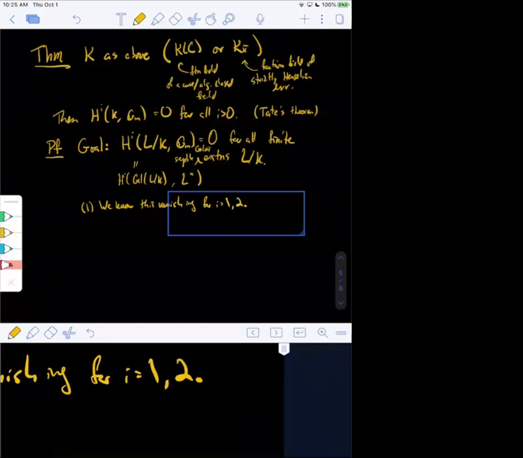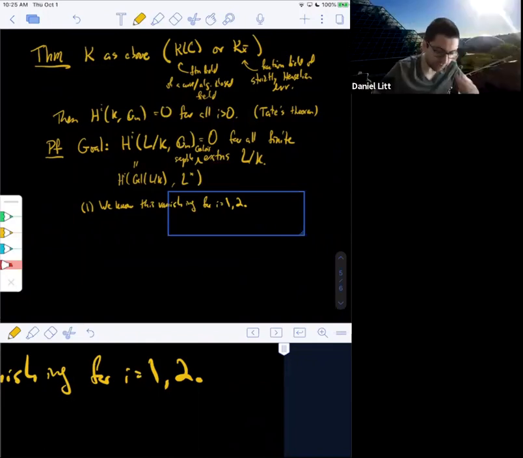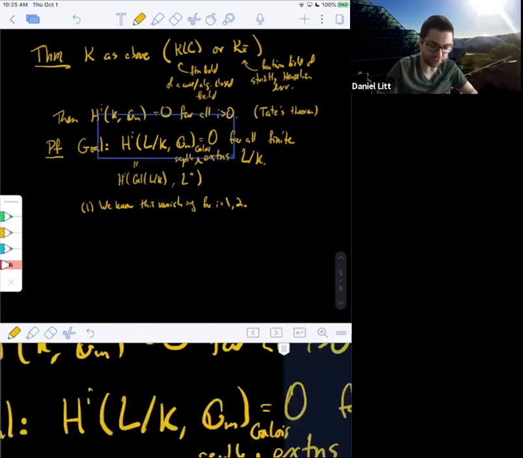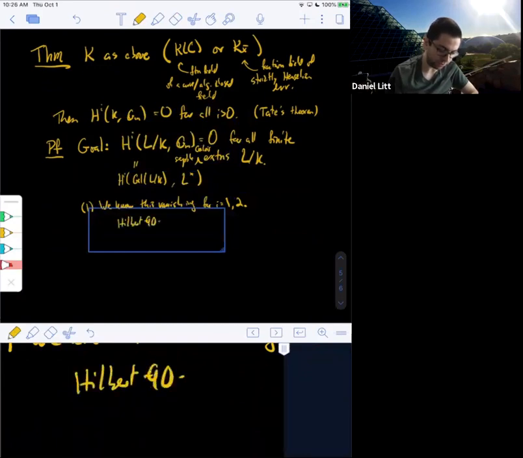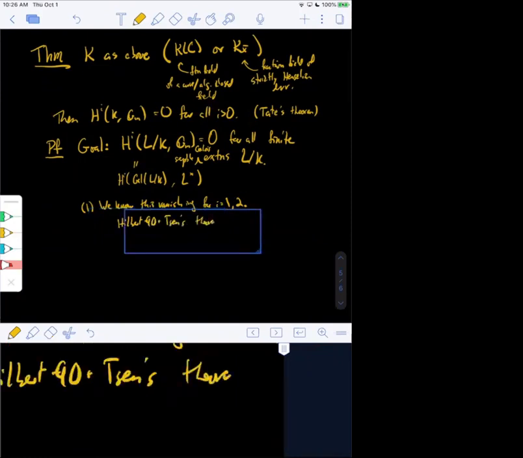One is by Hilbert 90, and then two is by what we talked about before. Yeah, so that's basically right. So that would be if I didn't have this L over K here, but in this case it's that plus inflation. It's Hilbert 90. So Hilbert 90 plus Tsen's theorem plus inflation-restriction.